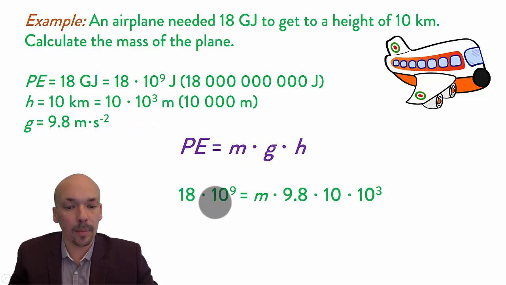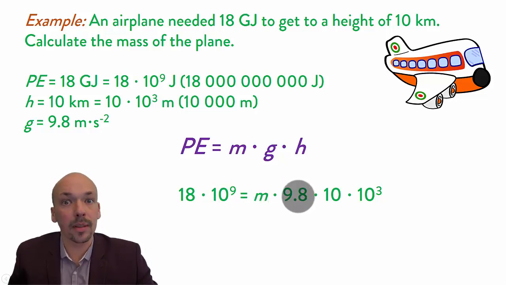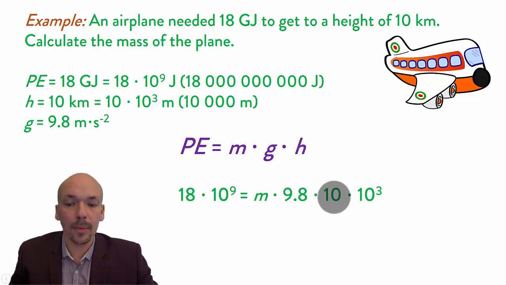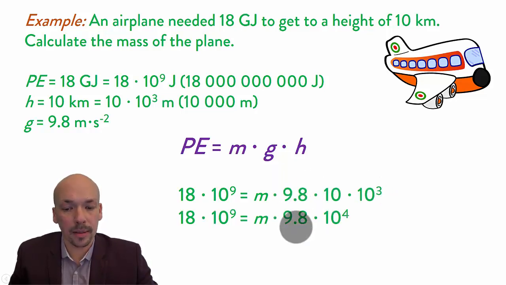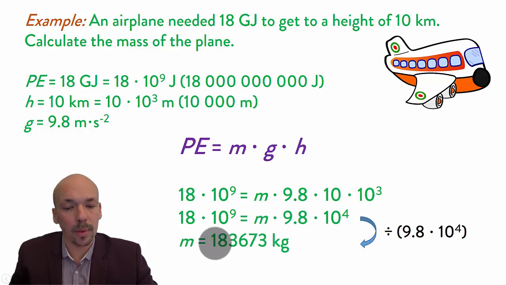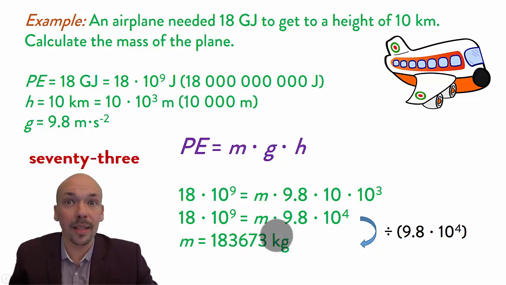So we have 18 multiplied by 10 to the 9th, the mass, which is unknown, 9.8 is the gravitational acceleration, and we have the 10,000 meters. This we can calculate, so it will look like this. We just add the 0 here, so the 3 becomes a 4. Now we have to divide by this number, and then we will know the mass. And the mass will be 183,637 kilograms.